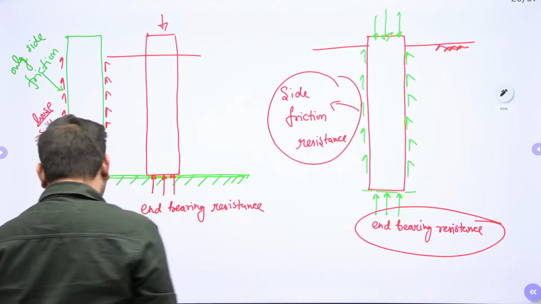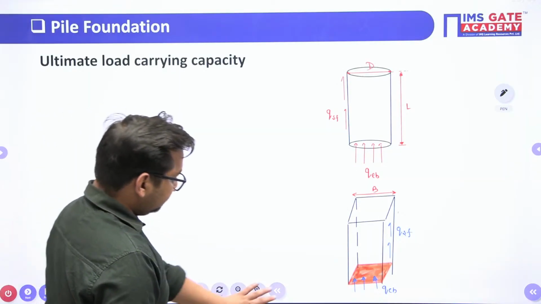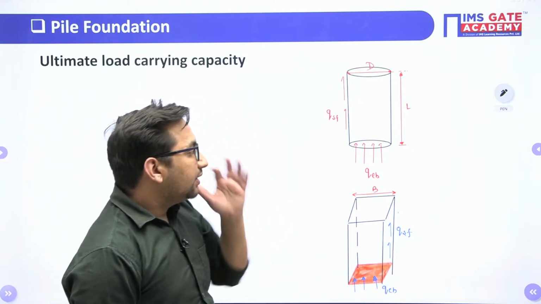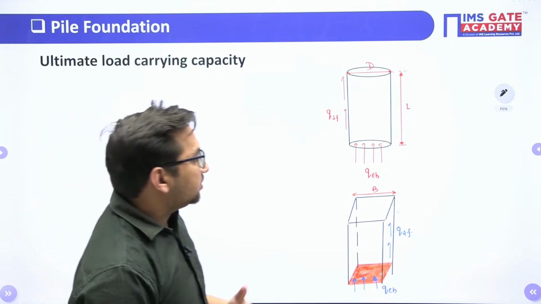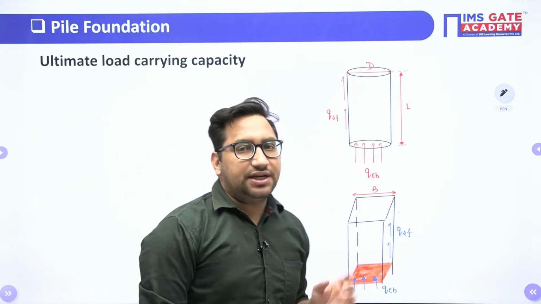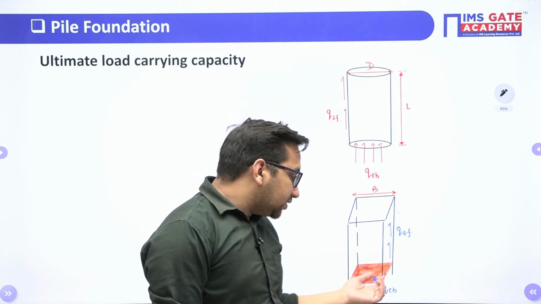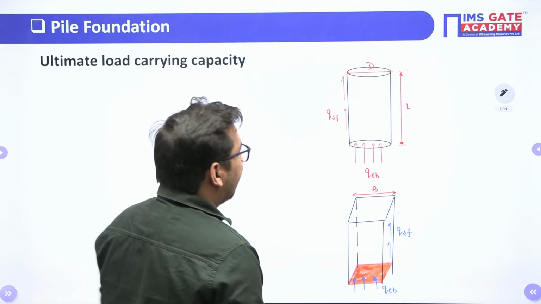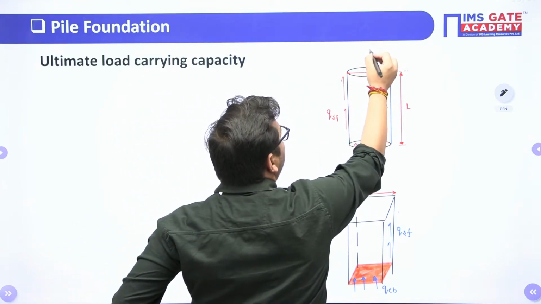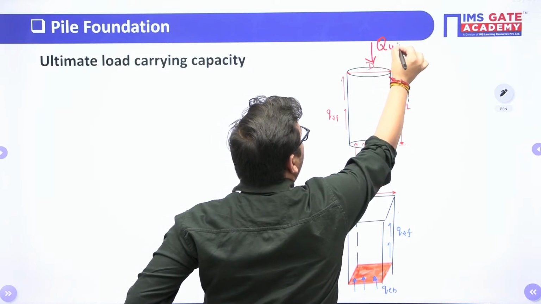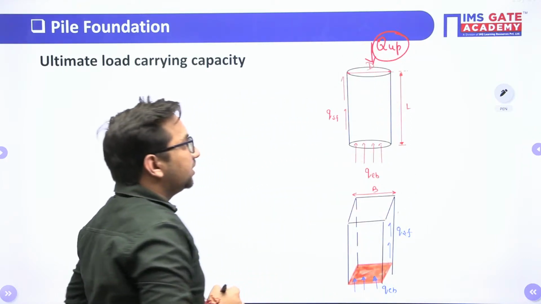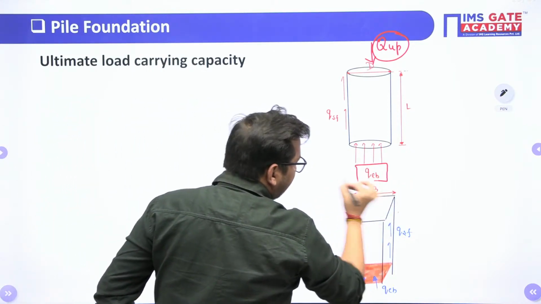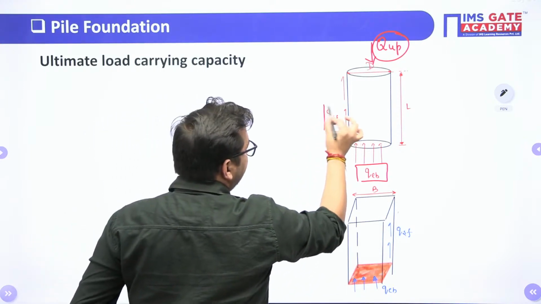Now try to understand. Let's suppose this is the particular pile, right? We generally take into account two types of pile, one having a circular base area and the second having a square base area, right? So these two types of cases are generally asked. The load carrying capacity of the pile we will take as QUP. This load carrying capacity of the pile will be resisted by the end bearing resistance, that is QEB, and the side friction resistance.